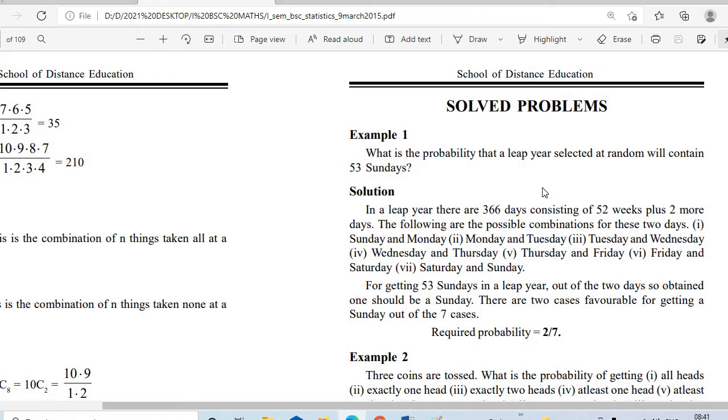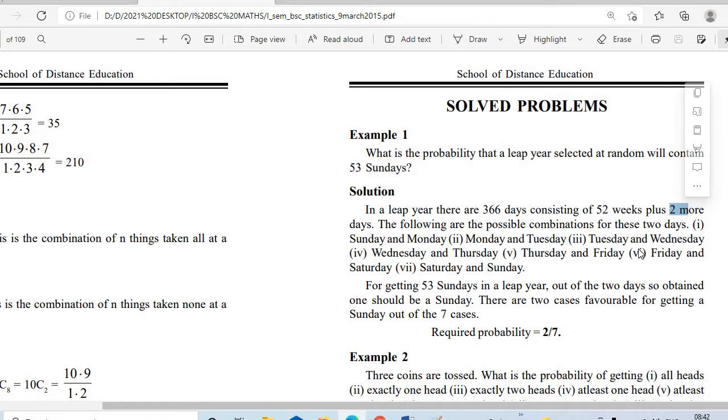What is the probability that a leap year selected at random will contain 53 Sundays? You know, in a leap year we will have 52 weeks, 52 into 7 is 364 days, that means 52 into 7 plus 2. So there shall definitely be 52 Sundays, and moreover there are 2 additional days.